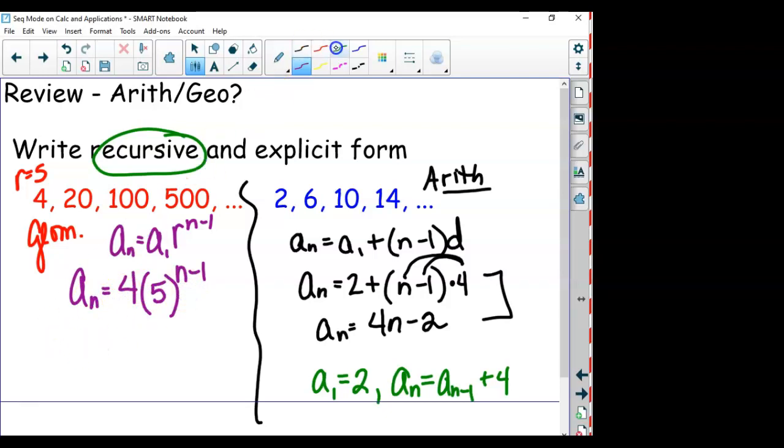Recursive, you would have to tell me the first term, which is 4, and then you would say to get to the next term, I take the previous term and do what? Multiply by 5. Okay. Paige and I are doing really well. Some of the rest of you following and you're just half asleep, or?